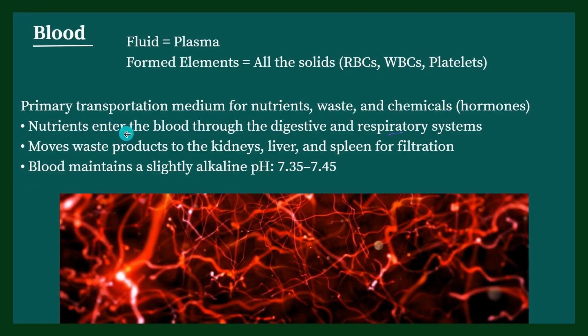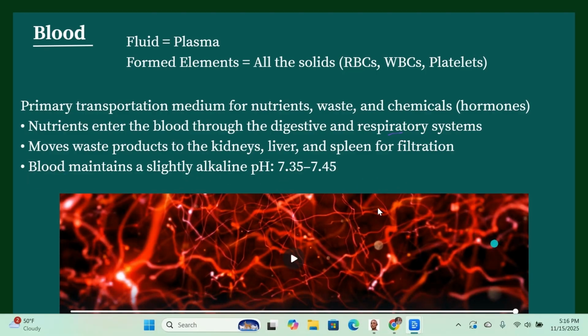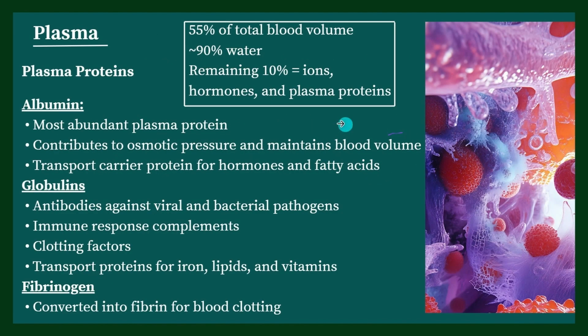The nutrients enter the blood through the digestive and respiratory systems. So it picks up those nutrients from each of those systems, and then it moves waste products to the kidneys, liver, and spleen for filtration. And blood maintains a slightly alkaline pH of 7.35 to 7.45. Very important for the MBLEx to know what the pH of your blood is.